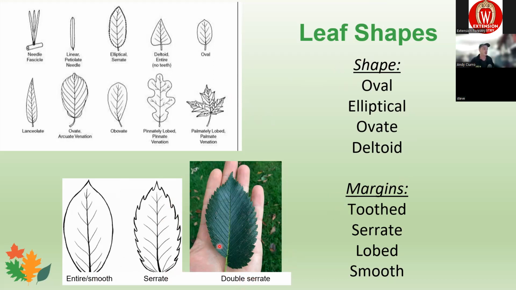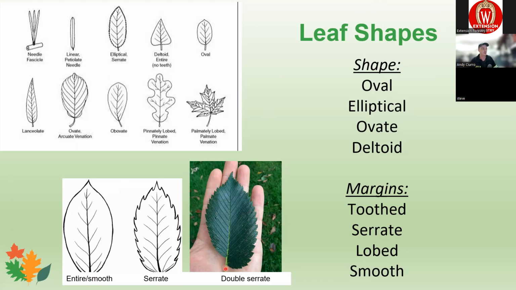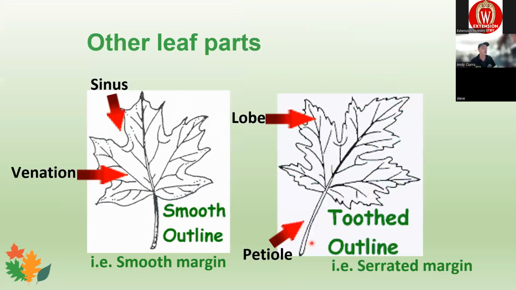And just quickly, another thing: this is an elm leaf right here, and see how it's uneven at the base. That's a dead giveaway that it's an elm leaf. You'll learn all these tricks the more you do it. And here are some more definitions that you can refer back to. It's all stuff the keys are going to ask you to observe when you're out there IDing trees.